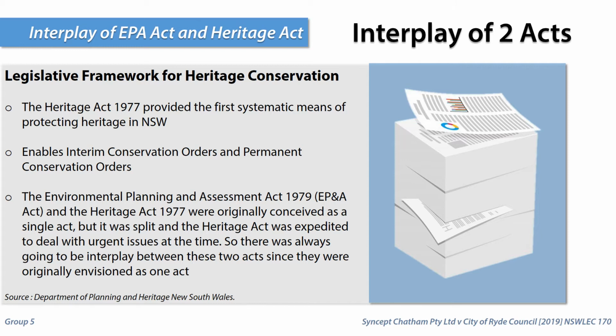The Environmental Planning and Assessment Act 1979 and the Heritage Act 1977 were originally conceived as a single act. But it was split and the Heritage Act was expedited to deal with urgent issues at the time. So there was always going to be interplay between these two acts since they were originally envisioned as one act.